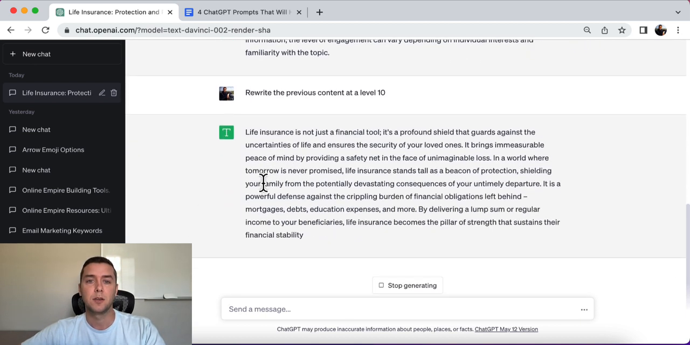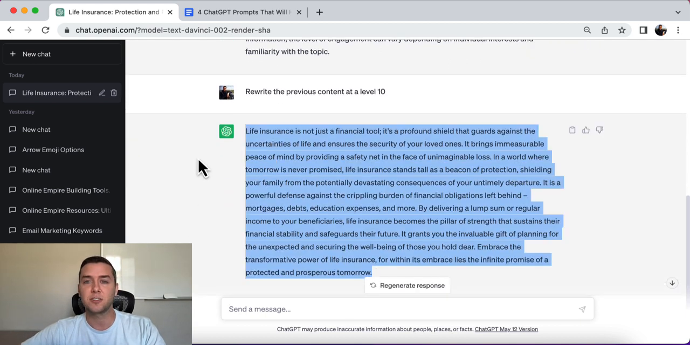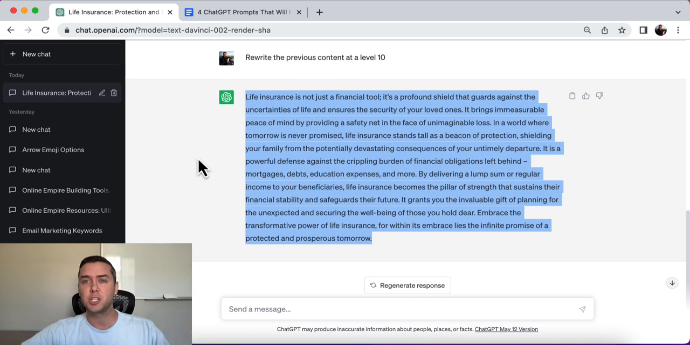All right. So life insurance is not just a financial tool. It's a profound shield that guards against the uncertainties of life and ensures the security of your loved ones. It brings immeasurable peace of mind by providing a safety net in the face of unimaginable loss. In a world where tomorrow is never promised, life insurance stands tall as a beacon of protection, shielding your family from the potentially devastating consequences of your ultimate untimely departure.